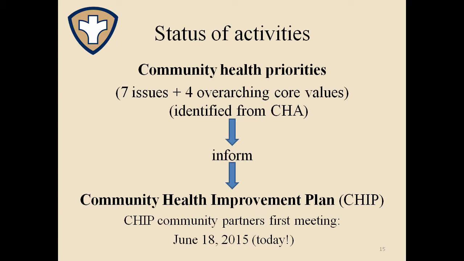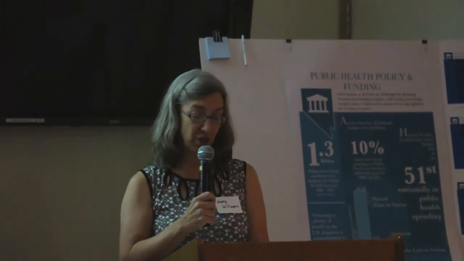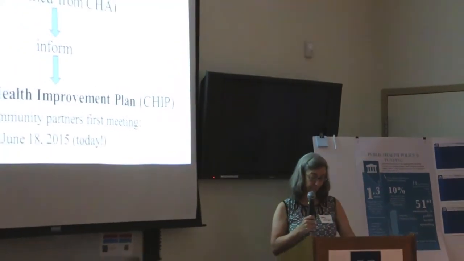The steering committee reviewed the CHA draft report and worked together with the team that compiled the CHA data to identify 7 proposed priority issues affecting the health of the Southern Nevada community, along with 4 overarching core values. These priorities are being shared with you today at this first Community Health Improvement Plan, or as you know, CHIP, team meeting for your consideration during the process of developing the CHIP.